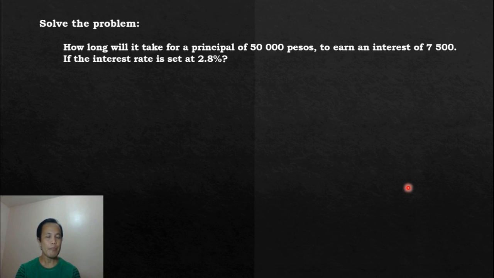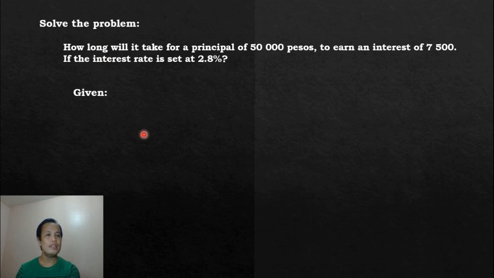Let's proceed to another example. How long will it take for a principal of 50,000 pesos to earn an interest of 7,500 if the interest rate is set at 2.8%? In this case, we are told to find the time. It's very clear with the problem, how long. So this indicates we have to solve the time.